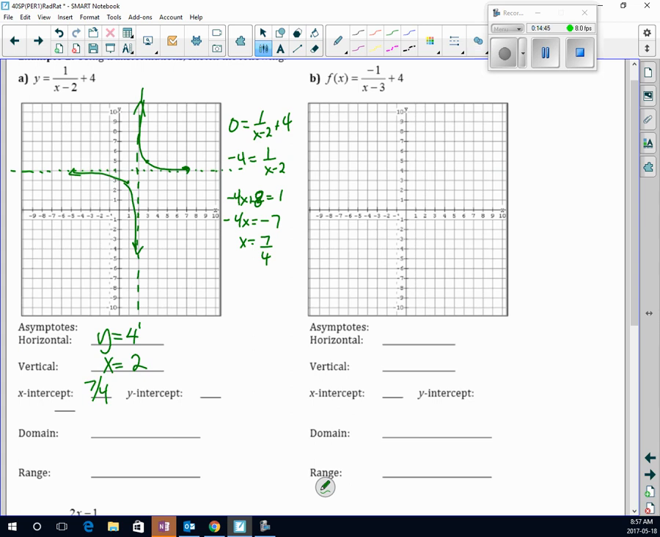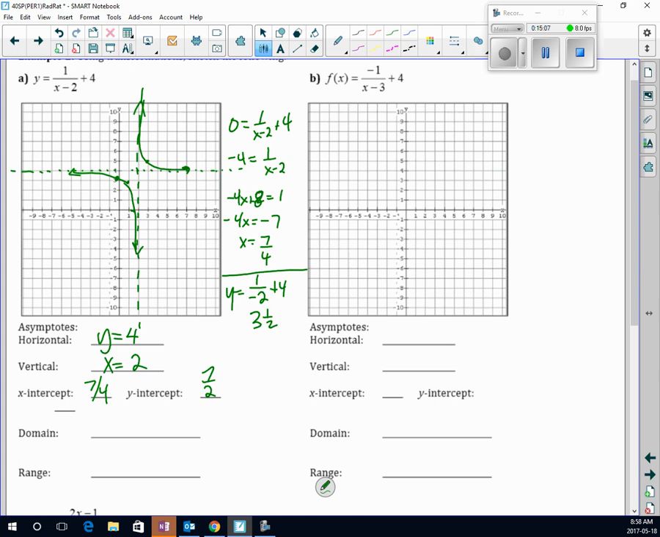You should be able to do mental math, but just in case you can't, y equals 1 over negative 2 plus 4. What's 4 subtract a half? 3.5. What's 3.5 as an improper fraction? 7 over 2. 7 over 2 is approximately 3.5. So yes, it's crossing there. It's crossing there just like we thought, right?